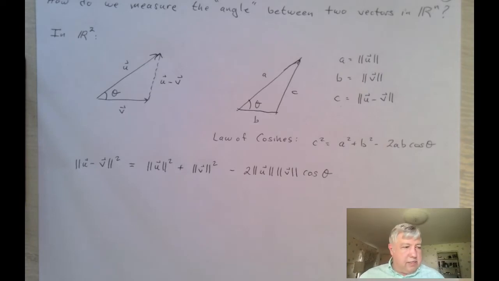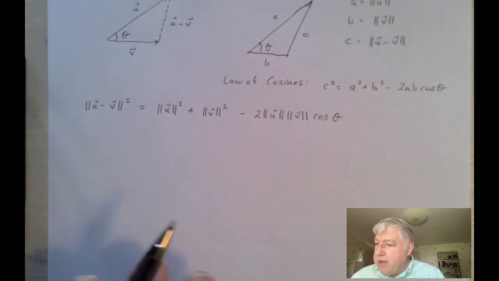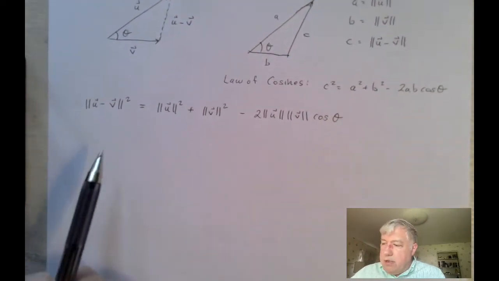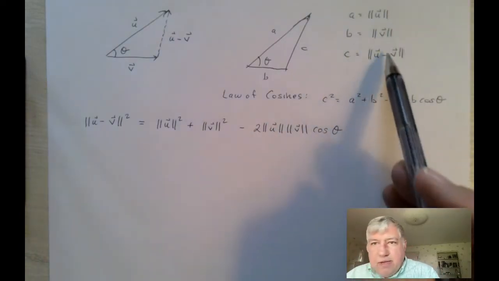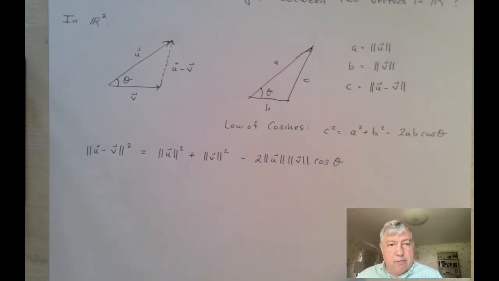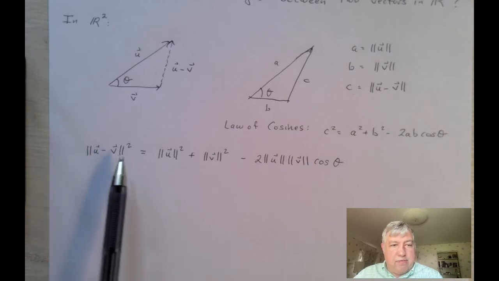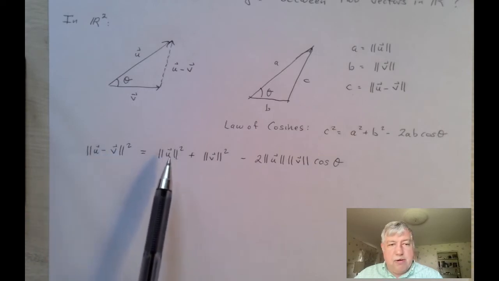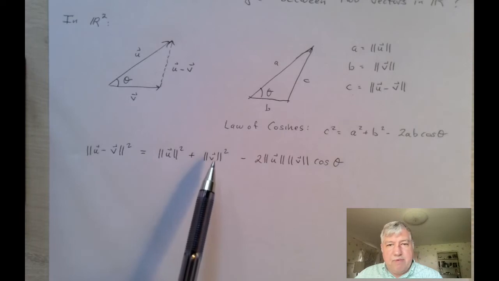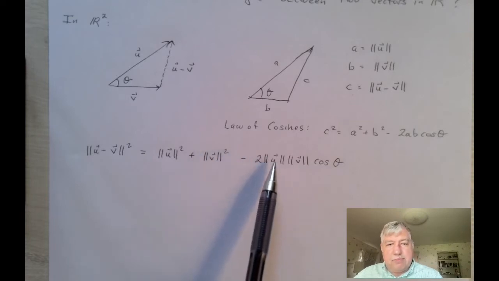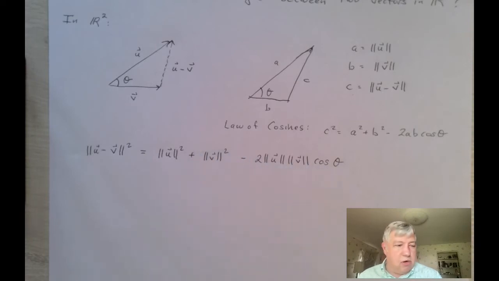Now, let's see where this goes. If we make these substitutions here, then we get the square of the length of u minus v is equal to the square of the length of u plus the square of the length of v minus 2 times the length of u times the length of v times the cosine theta. All right, now let's go back and unravel these definitions.